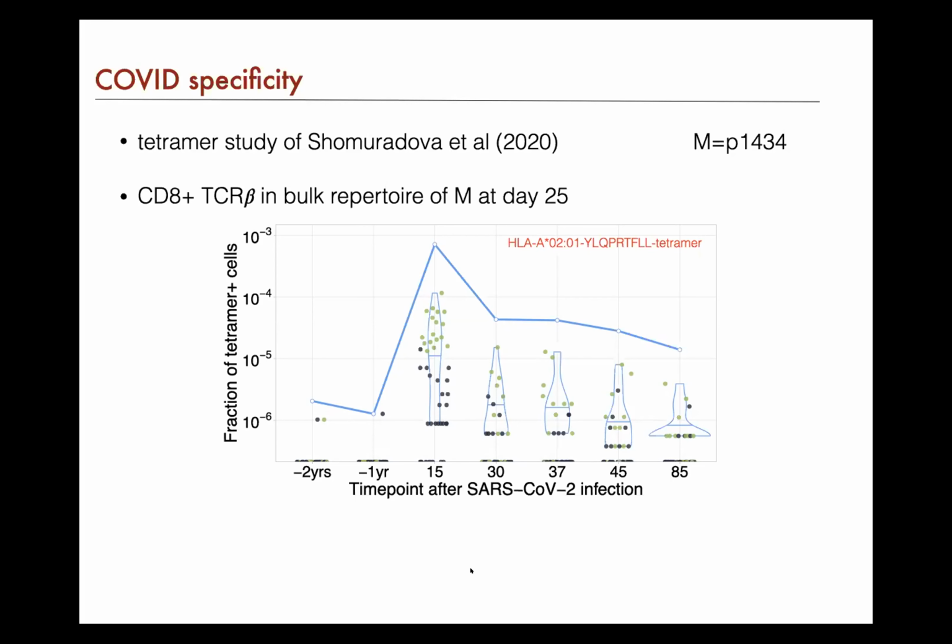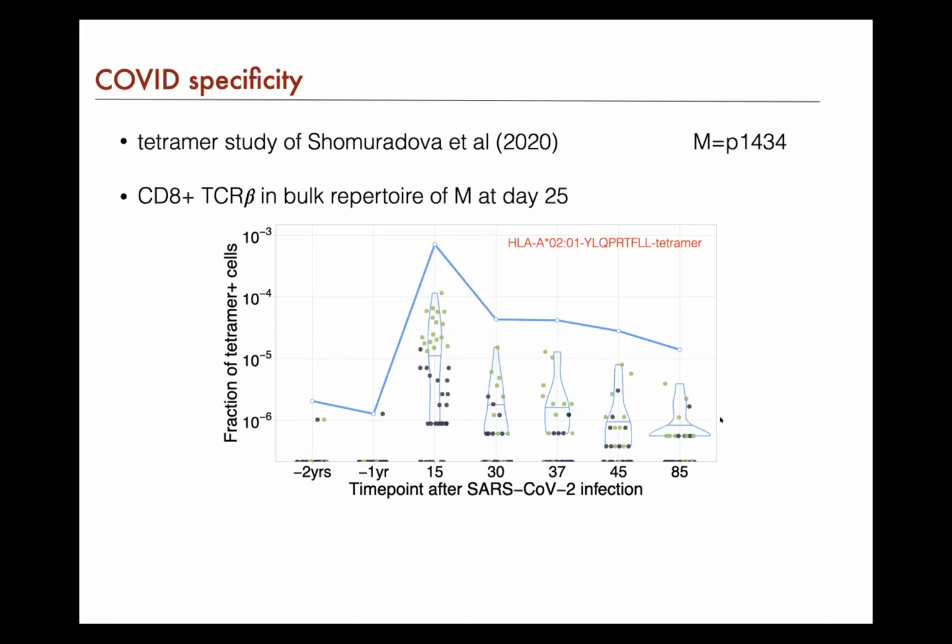So this is what I'm going to do here. And to do that, I'm actually going to take advantage of the great resource that the community has built and the way we share data, and go to a study from Shomuradova et al., which is a tetramer study using this specific tetramer. And luckily, our donor M is also in their study. So donor M was sampled at day 25 post-infection and took part in that study. So we know the tetramer positive clones in donor M at day 25, and we can track them over time in our longitudinal data set.